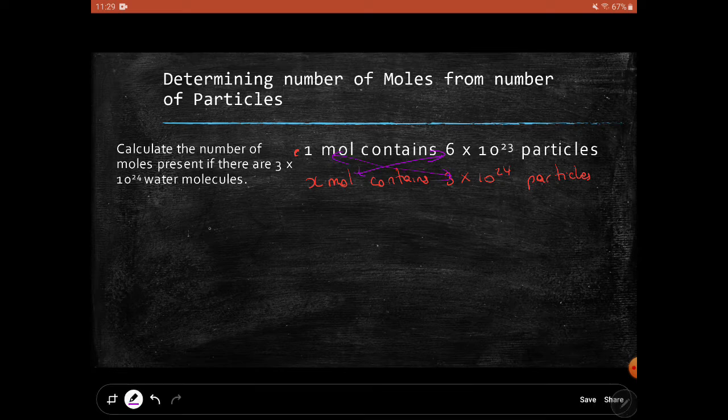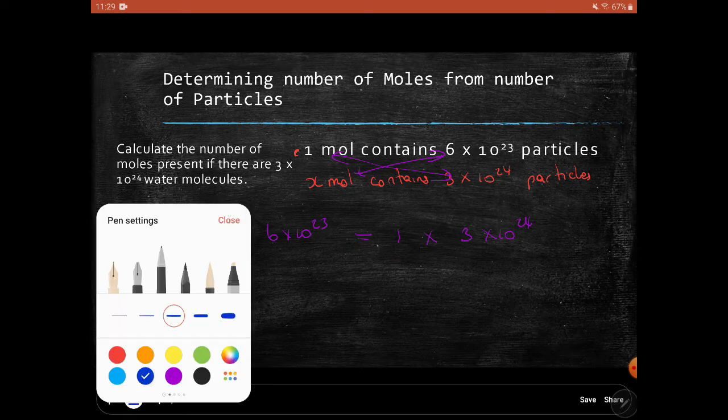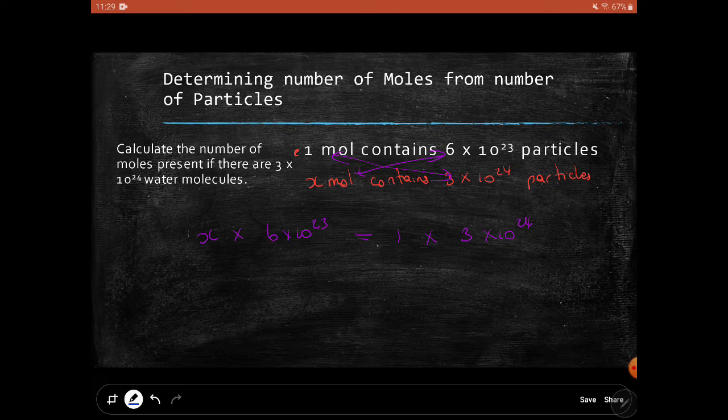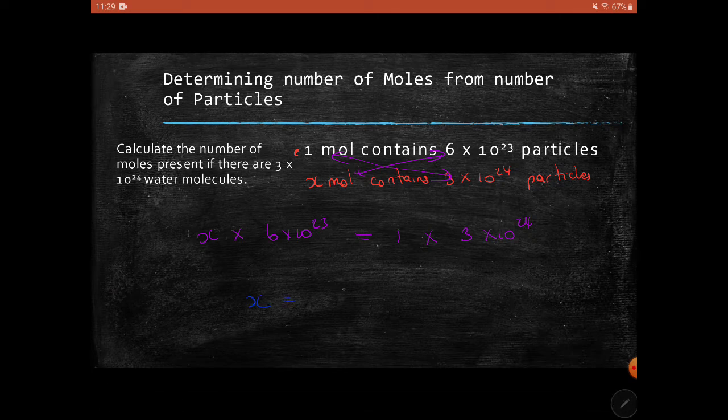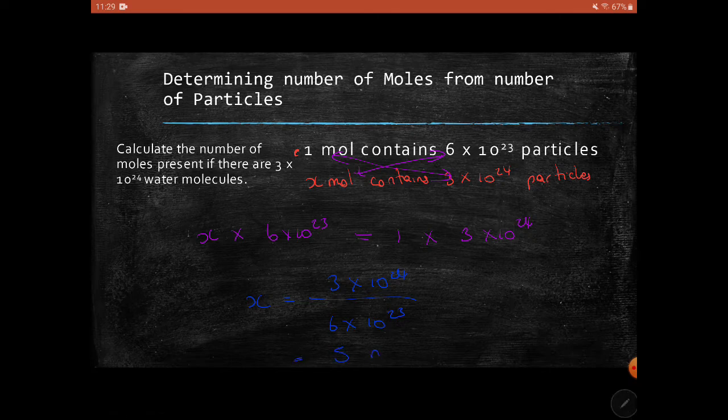and the result would be x times 6 times 10 to the 23 is equal to 1 times 3 times 10 to the 24. Again, we would solve for x, which is our number of moles. X is equal to 3 times 10 to the 24 divided by 6 times 10 to the 23. And our answer would be 5 moles.